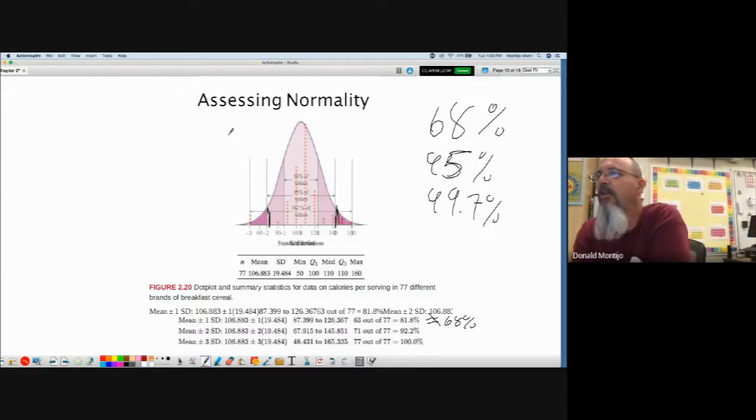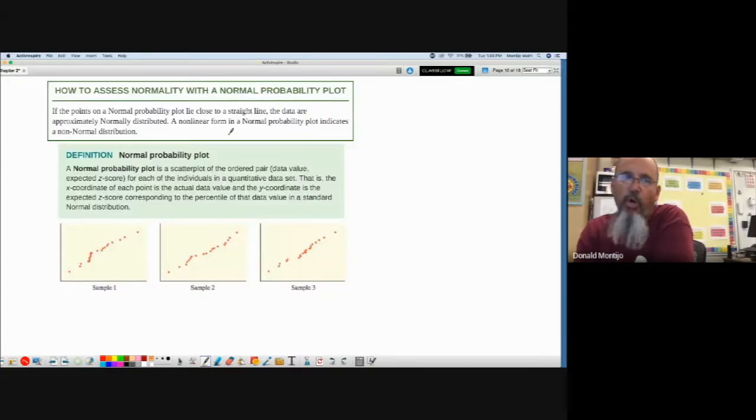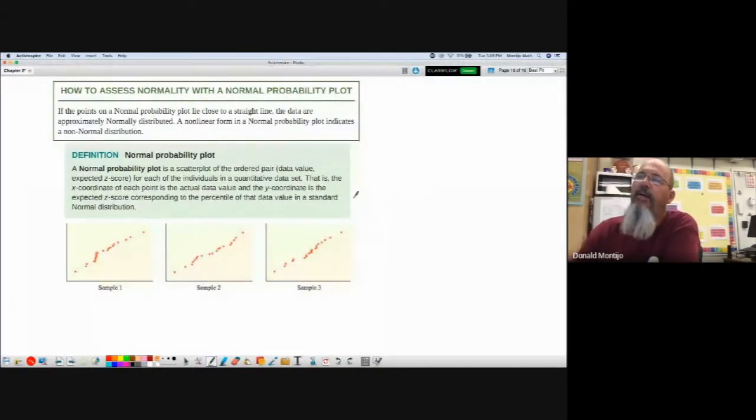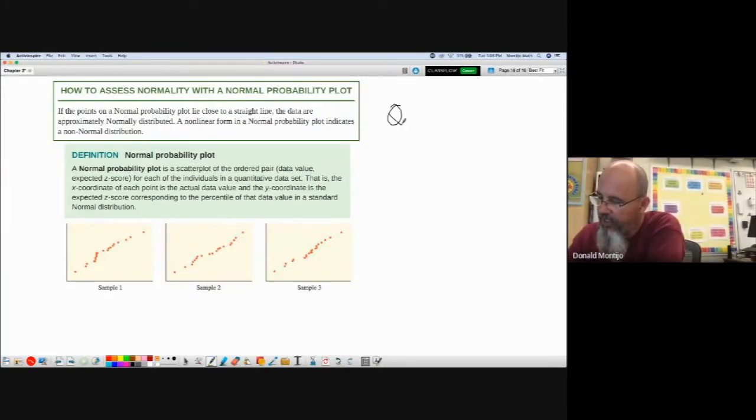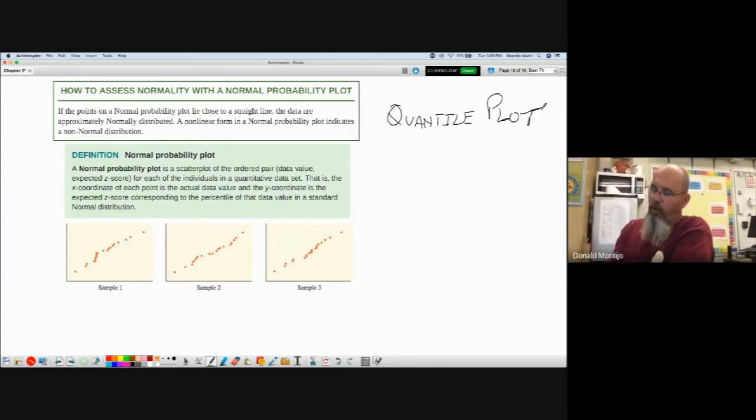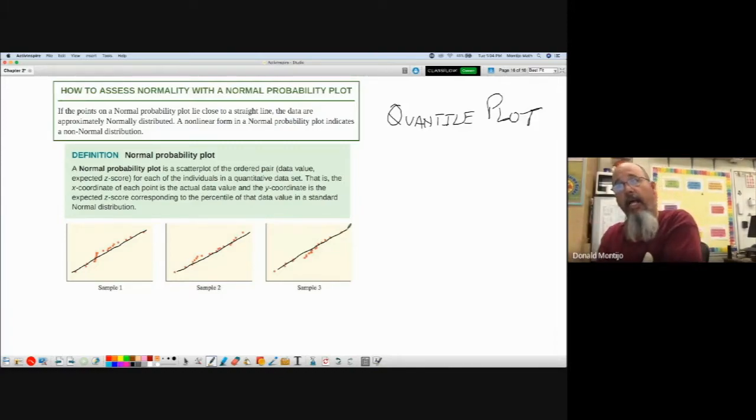We're going to do assessing normality most of the time using technology. We're going to use our calculator. All right, how do we figure out if the data is normal or not? We're going to make what's called a normal probability plot. Oftentimes they'll refer to this as a quantile plot. Basically, it says this. If the normal probability plot is approximately linear, approximately makes a straight line, then the data is approximately normal. You're going to like this way to assess normality much better because all we're going to do is put the data in the calculator, hit a button, and decide, is it a straight line or not?